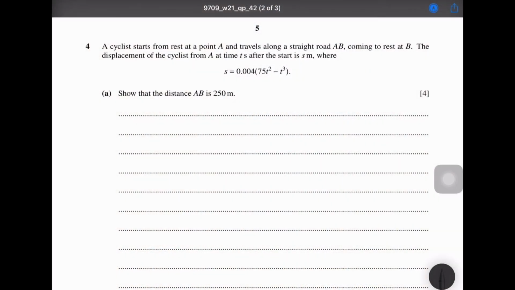A cyclist starts from rest from a point A and travels along a straight road AB, and comes to rest at B. Then S indicates the displacement. There's an equation given. You need to find the distance A to B, which is 250. This is an important clue, that is at B the cyclist is at rest. That means ds/dt equals 0.